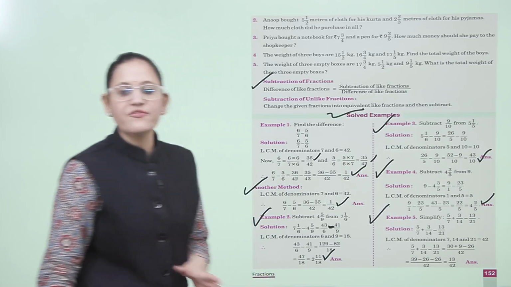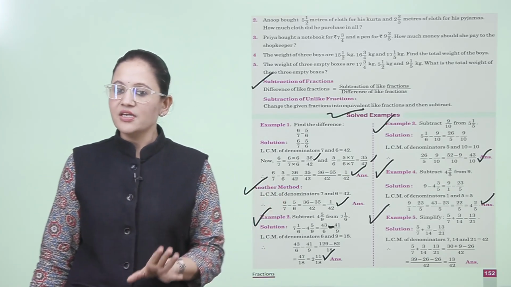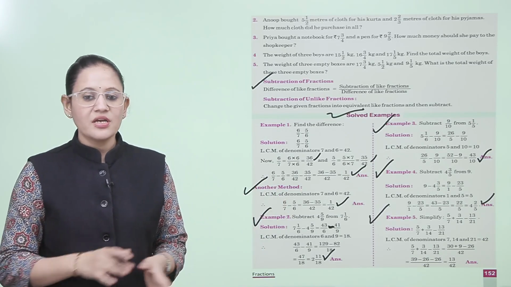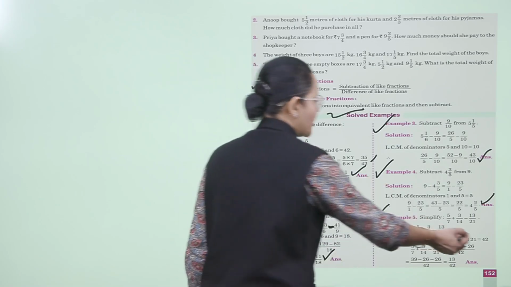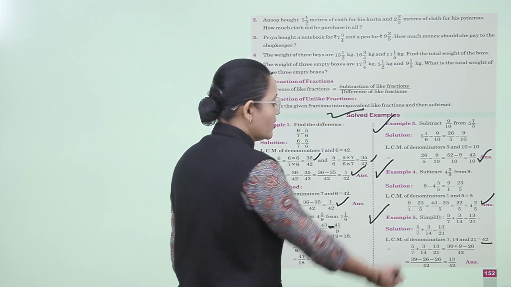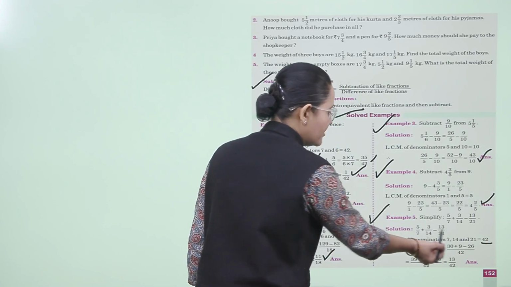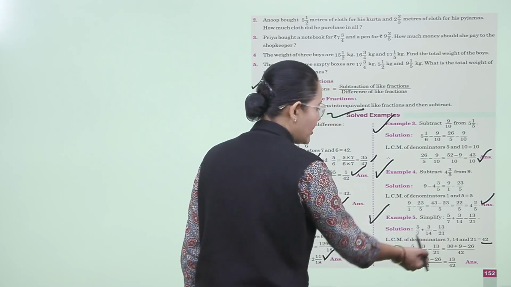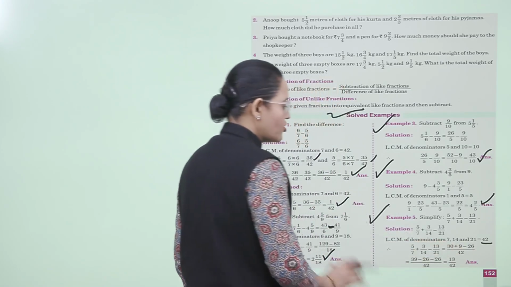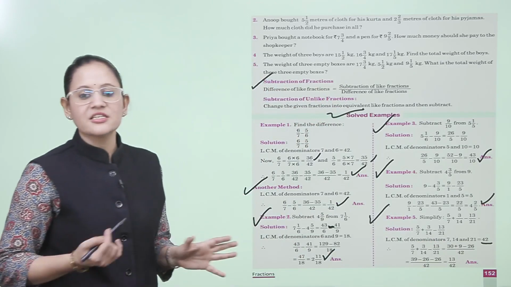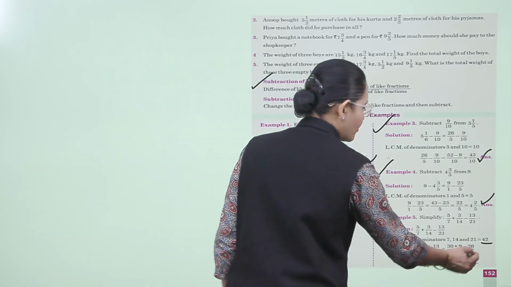Next, simplify 5 by 7 plus 3 by 14 minus 13 by 21. First, these are unlike fractions, so we'll convert into like fractions by taking the LCM. The LCM here is 42. So that is equal to 30, plus sign, so we'll put the sign here, and plus 9 minus 26. So 30 plus 9 is 39, minus 26 upon 42. That is 13 upon 42. Clear?